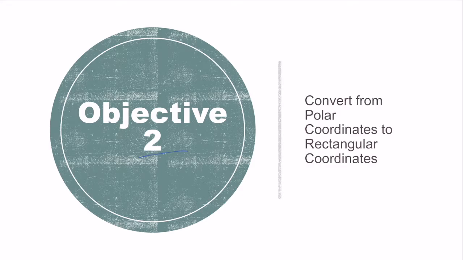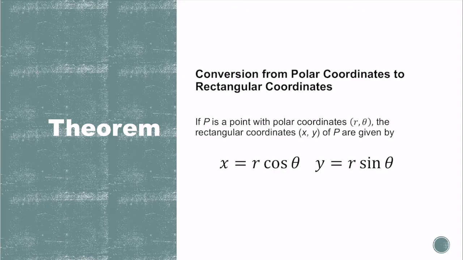Objective 2 is to convert from polar coordinates to rectangular coordinates. So if P is a point with polar coordinates (r, theta), the rectangular coordinates (x, y) of P are given by x equals r cosine theta and y equals r sine theta. Well, where does that come from?